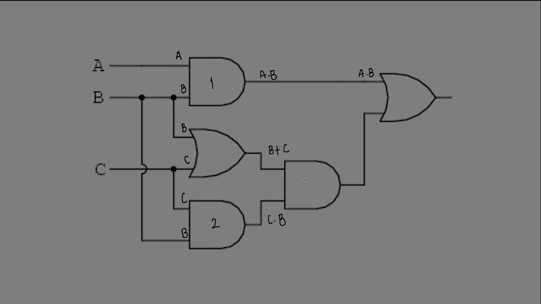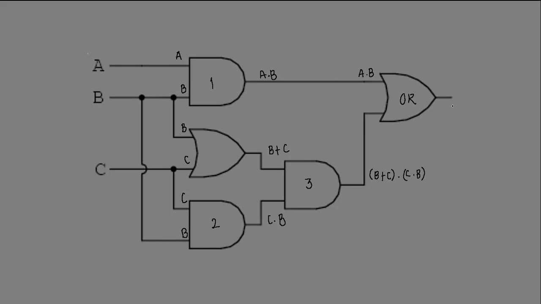Now this is given as an input to AND gate number 3. So the output of AND gate number 3 will be B plus C dot C dot B, and inside the bracket. So now this A dot B and this are now acting as two inputs for the OR gate, right? This is the final OR gate present.